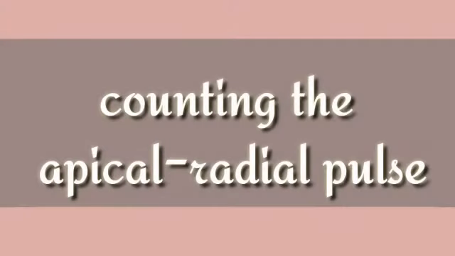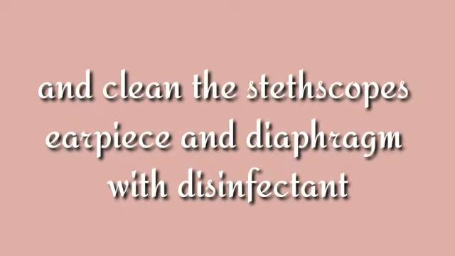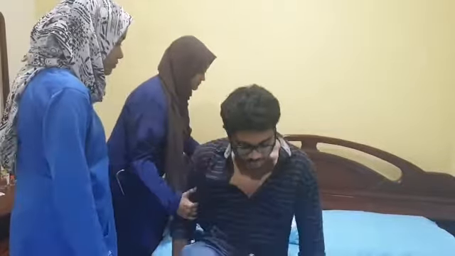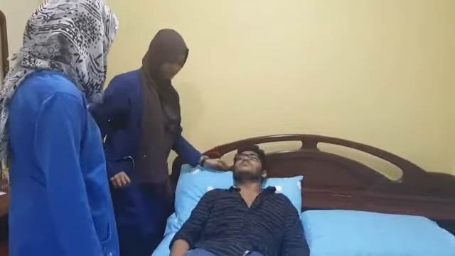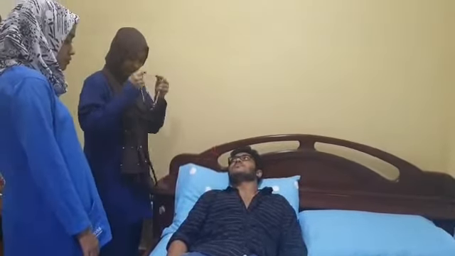Today I am going to demonstrate how to assess apical-radial pulse. Before counting the apical-radial pulse, wash your hands and clean the stethoscope's earpiece and diaphragm with disinfectant. Help the patient to a supine or sitting position and expose his sternum and the left side of his chest.